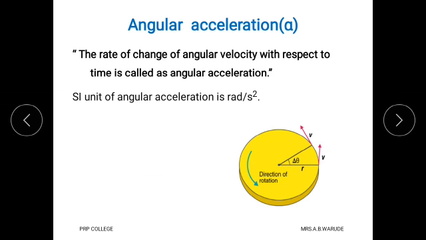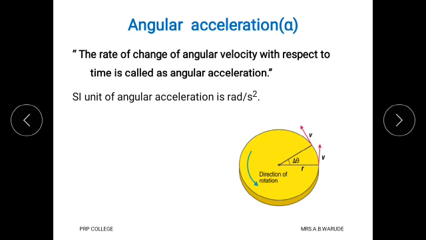Then what is meant by angular acceleration? Again consider a particle performing circular motion, where r is the radius, theta is the angular displacement, and this is the linear velocity. As we know, when a particle is performing circular motion, the linear velocity is always perpendicular to the radius. This arrow shows the direction of rotation of that particle.